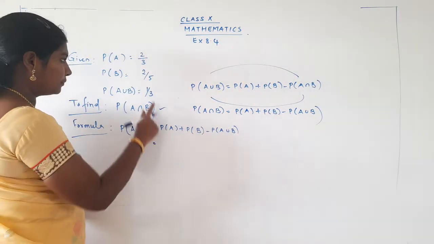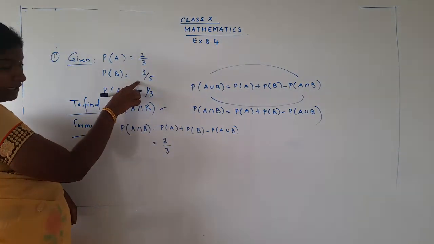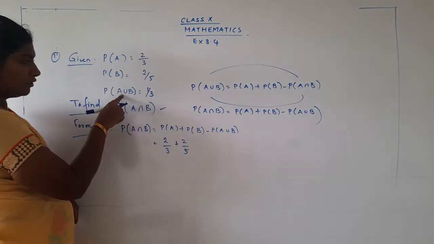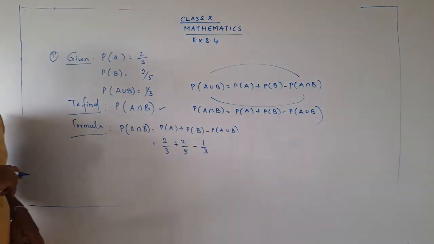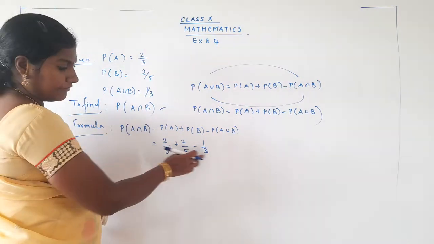I know the value for P of A, that is 2 upon 3. I know the value for P of B, that is 2 upon 5. And I also know the value for P of A union B, that is 1 upon 3. Just substitute the values. Try to simplify it. And solve the like fractions first.